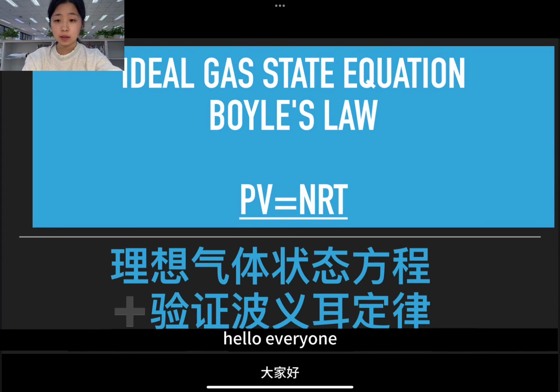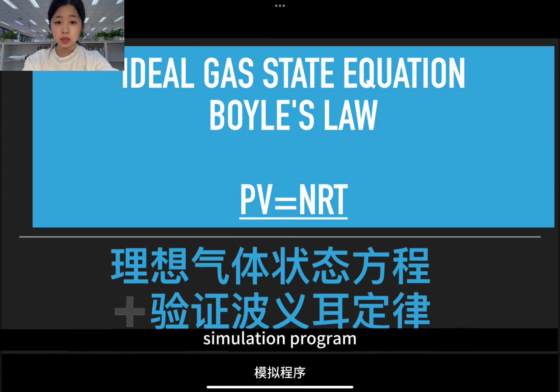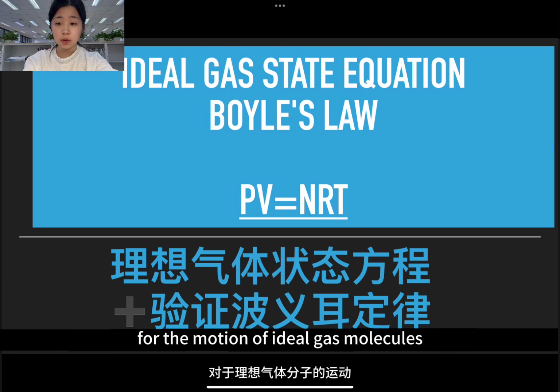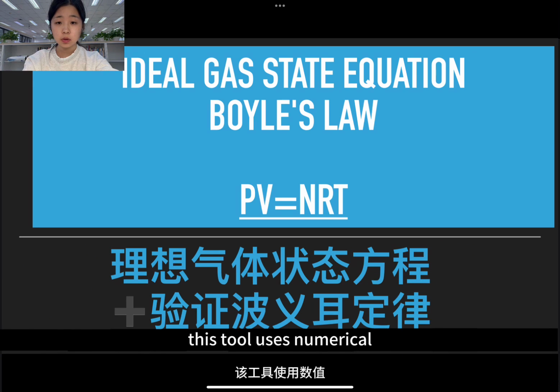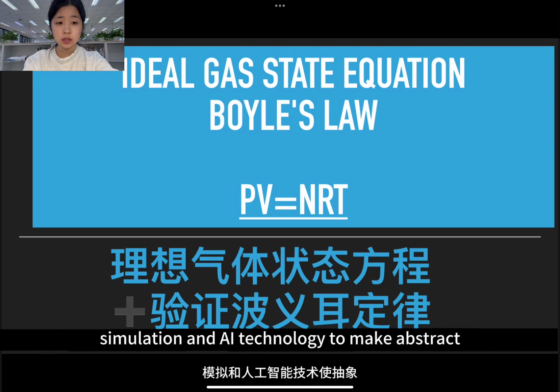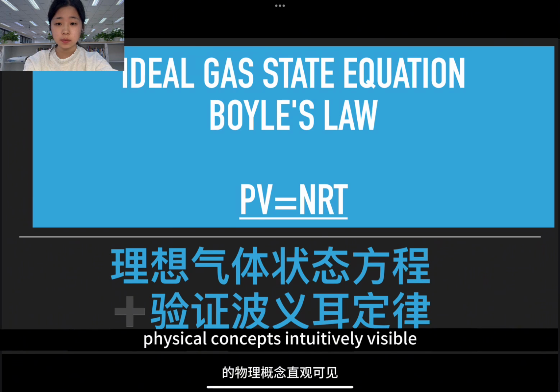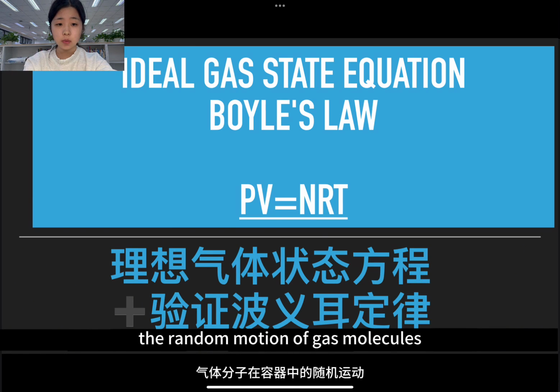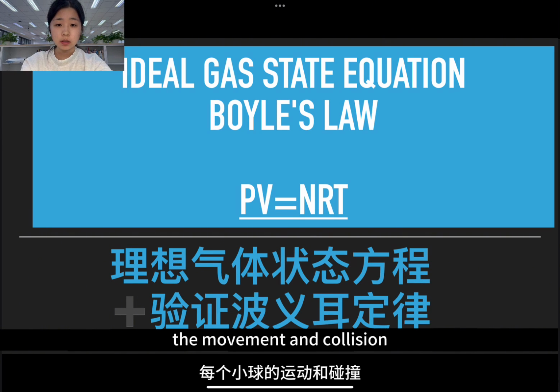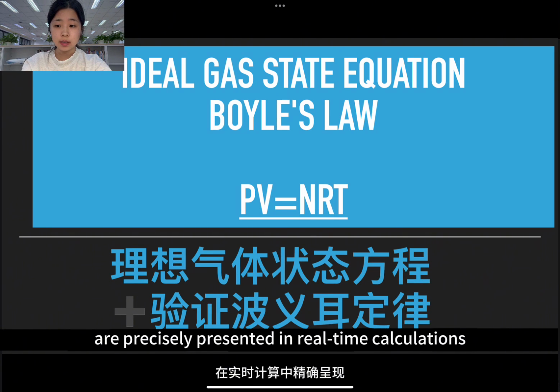Hello everyone! Today we will present an innovation simulation program for the motion of ideal gas molecules. This tool uses numerical simulation and AI technology to make abstract physical concepts intuitively visible. What you are seeing is the random motion of gas molecules in a container. The movement and collision of each small ball are precisely presented in real-time calculations.